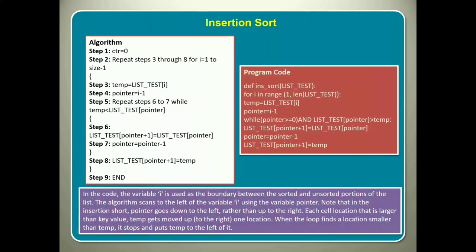In the code, the variable I is used as the boundary between the sorted and unsorted portions of the list. The algorithm scans to the left of the variable I using the variable pointer. Note that in the insertion sort, pointer goes down to the left rather than up to the right. Each cell location that is larger than the key value, temp, gets moved up to the right 1 location. When the loop finds a location smaller than temp, it stops and puts temp to the right of it.